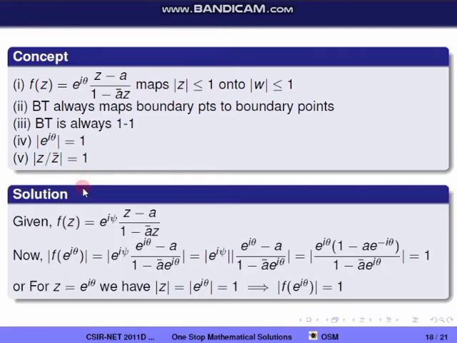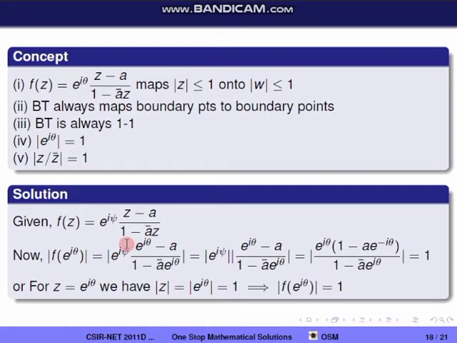So now we'll move on to the question. They have given f(z) = e^(iψ)(z - a)/(1 - ā z). So this is similar to this form. So it maps |z| ≤ 1 onto |w| ≤ 1 and boundary points to boundary points. Also this is a bilinear transformation, so it's also a 1-1 map.